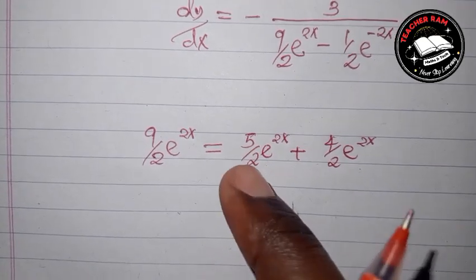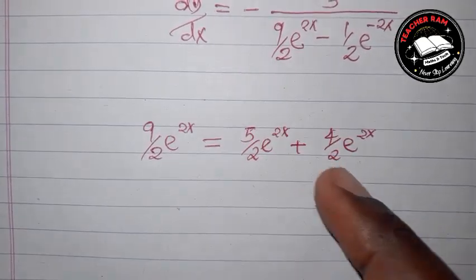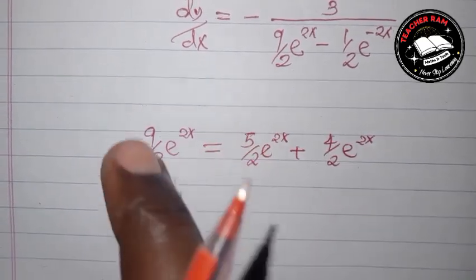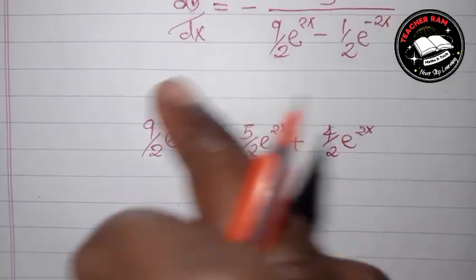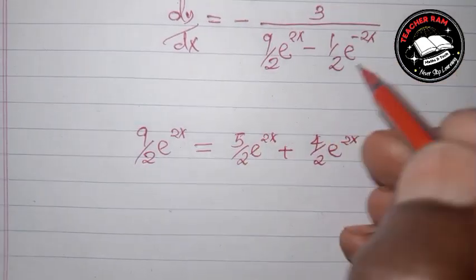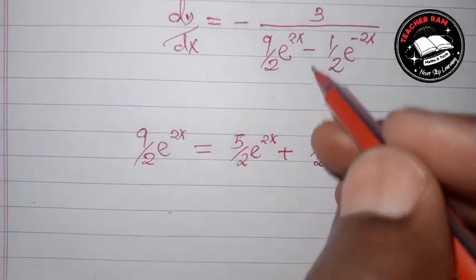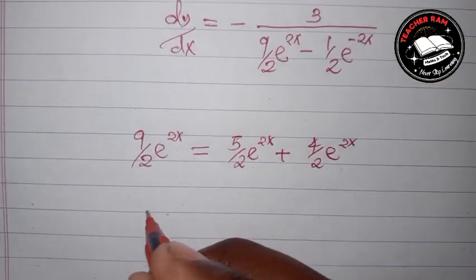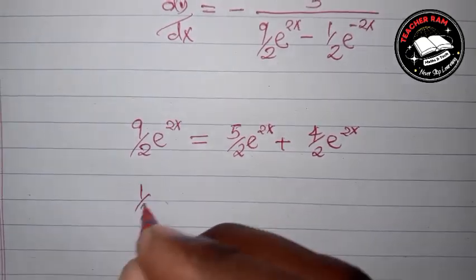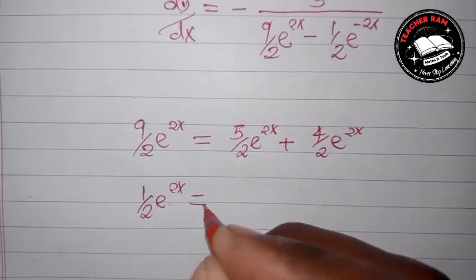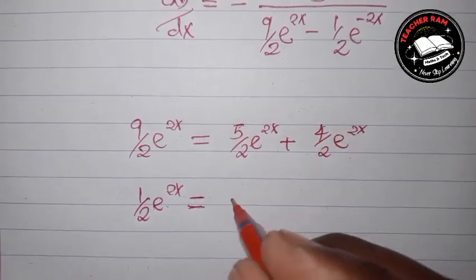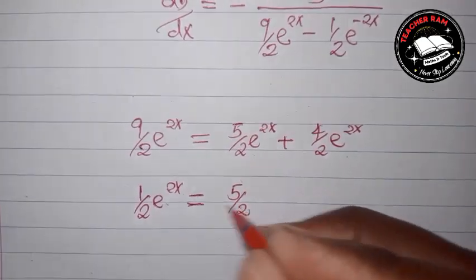It is the same. 5 over 2, 4 over 2, the denominator is the same, so adding the numerators will result in 9 over 2, and we have e power 2x as common. The same applies to this 1 over 2. Take it as a positive 1 over 2, so 1 over 2 e power 2x is the same as taking the same values, 5 over 2 minus 4 over 2.